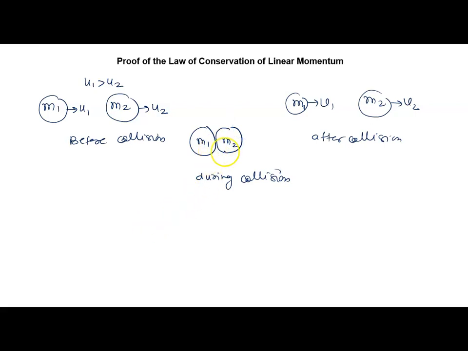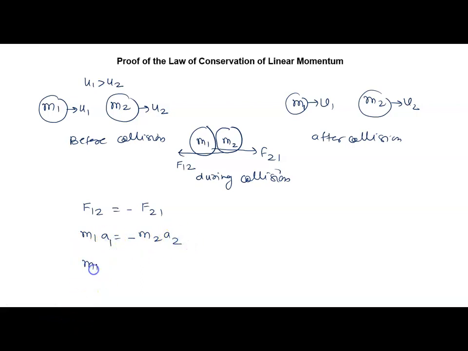Let the force applied by m1 on m2 be F on 2 due to 1, and m2, at the time of the collision, applies the reaction, that is F on 1 due to 2. According to Newton's third law of motion, F on 1 due to 2 equals negative F on 2 due to 1, and force is mass into acceleration. Here also force is mass into acceleration. Here is the acceleration of the first body, here is the acceleration of the second body.